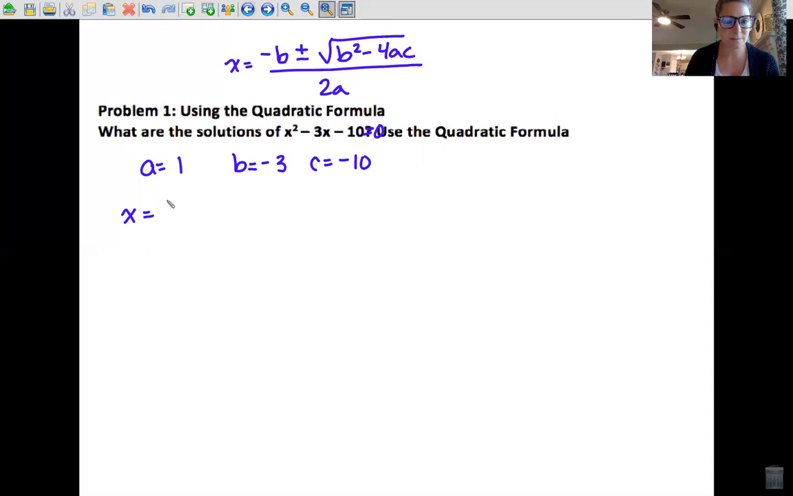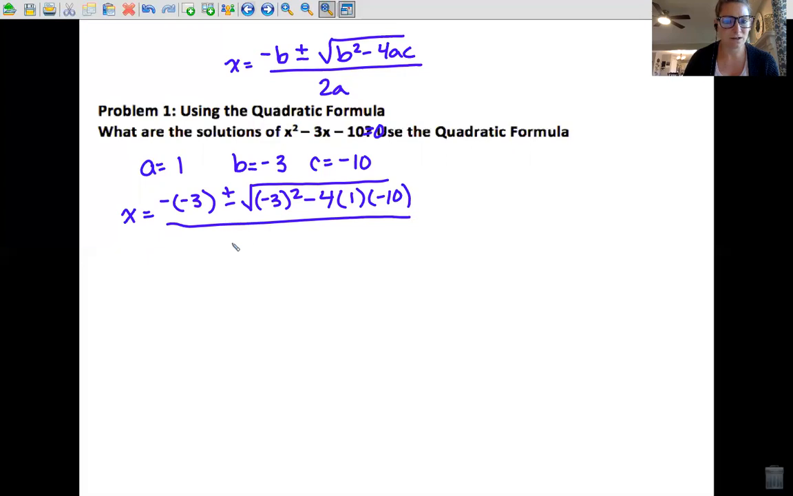So x equals the opposite of b. That means I'm going to have the opposite of -3 plus or minus the square root of b squared. Make sure you put that -3 in parentheses. Minus 4, you'll always have that 4 there, times a times c, all over 2a. Notice I wrote things in there, even if I could have simplified them right away. I know that 2 times 1 is 2, but I'm going to write that in there so I get in the habit of always putting my values in.